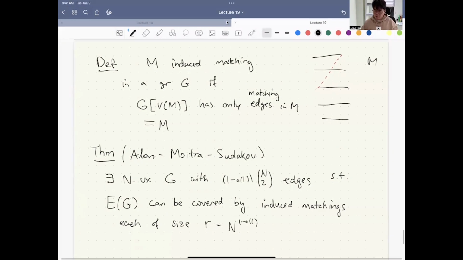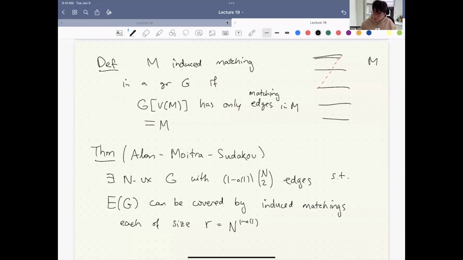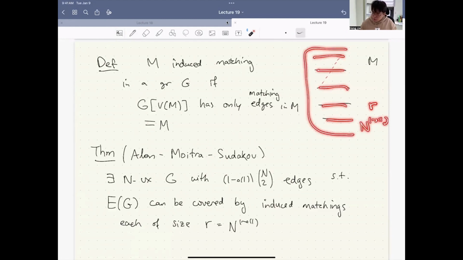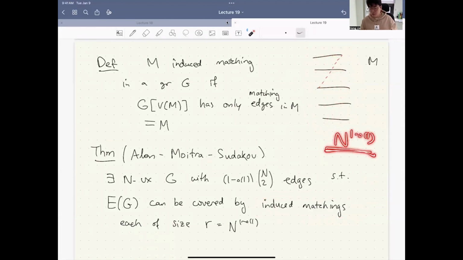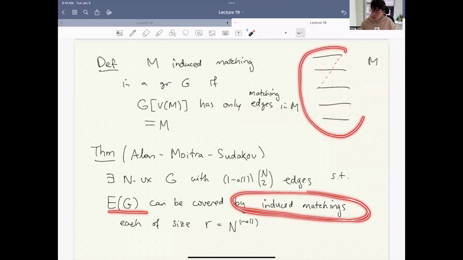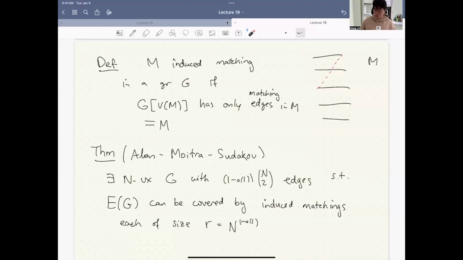Why is this counterintuitive? Well, let's see. If this is a matching of size R, which is almost linear, we know that this matching must be an induced matching in the graph G. So that means all these pairs cannot be edges. So on this set of almost linear size of vertices, almost all edges are not there. You have a huge hole. And the edge set of G can be decomposed into all these large matchings, each of which induces a huge hole. So the graph looks like there are lots of holes everywhere, but it has almost all the edges. This is why it seems a little bit strange.